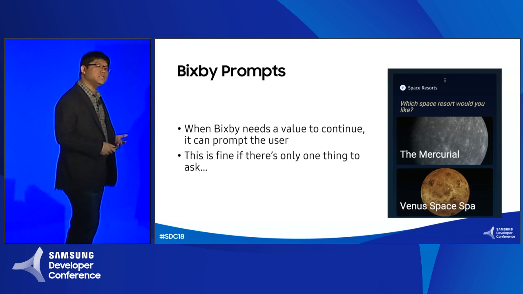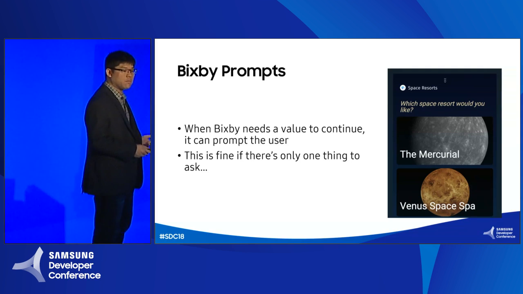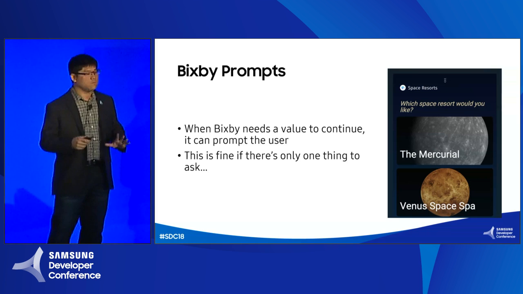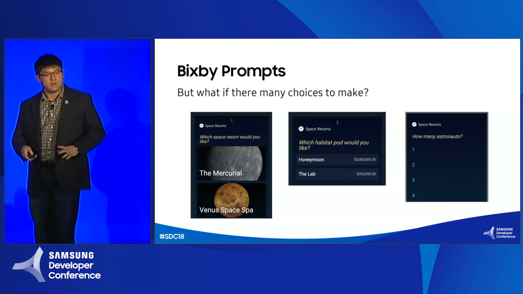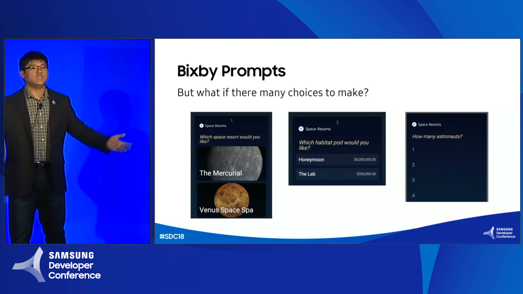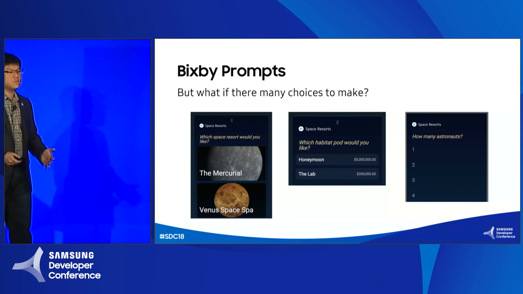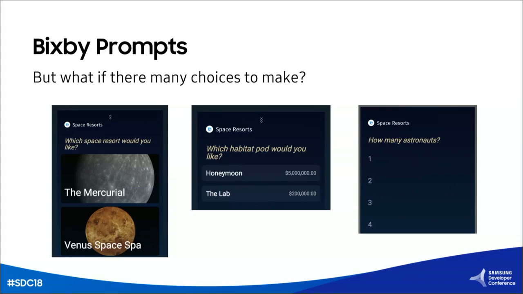And when Bixby is missing a value, it can prompt the user, such as here. If I say I want to book a space resort, Bixby asks me, which space resort would you like? And this is fine if there's only one thing to ask, but what if there's many choices to make? Every time I want to book a space resort, it keeps asking me all these questions. That's a lot of questions to ask.